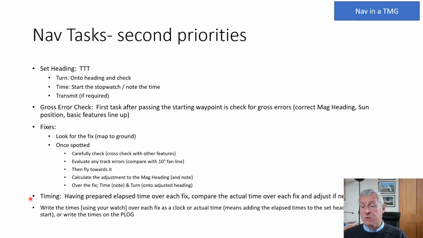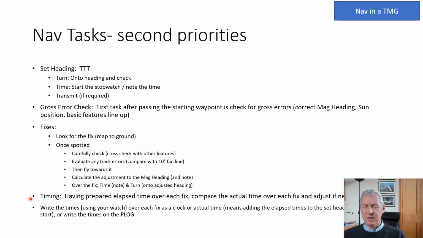So far as timing goes, having prepared an elapsed time over each fix, we then can compare the actual time over the fix and make an adjustment if necessary. So if we thought we should get to that fix at 10 minutes, say, into the leg, and we are at 12 minutes, then we're 20% slower than we should have been. And so if the end of the leg is meant to be at 20 minutes, it's now going to be probably 24, unless we change our speed to compensate.